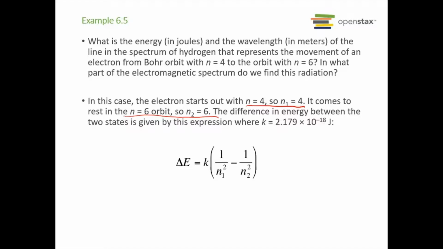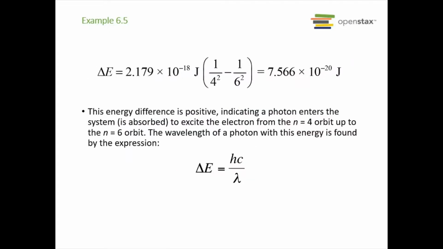Okay, so we're focusing on the change in energy because we want the energy in joules. So we're going to use delta E here. And we're going to go ahead and plug and chug now that we know all of our information. E equals, I'm going to put in Planck's constant, times 1 over 4 squared minus 1 over 6 squared. And we get our delta E of 7.566 times 10 to the negative 20th joules.